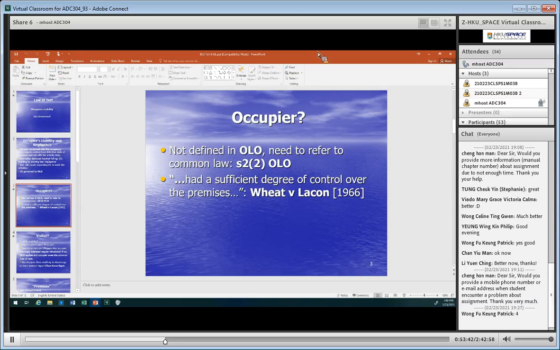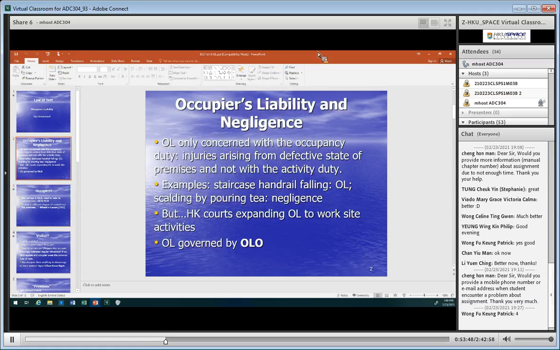With regard to occupiers' liability, who is an occupier? Well, the occupiers' liability, from the previous PowerPoint, is governed by legislation called the Occupiers Liability Ordinance. Now, everybody, I challenge you to go and read the OLO because it's not a very long ordinance. The wording is pretty clear. It closely follows the legislation in England.